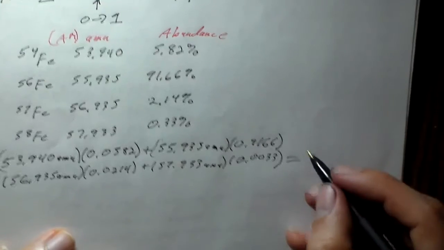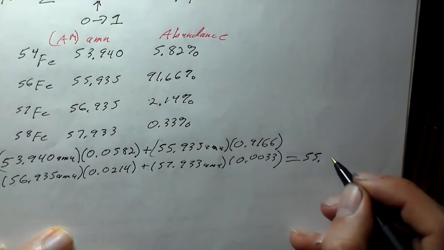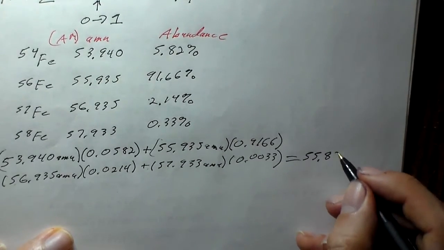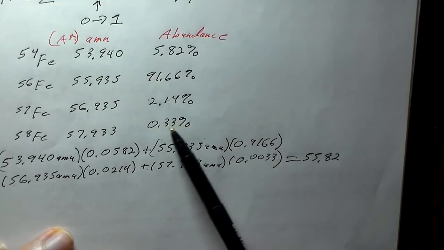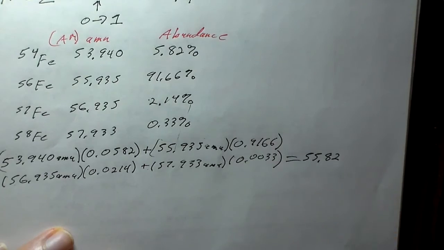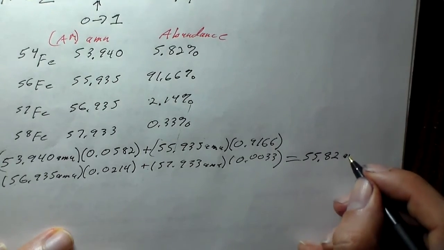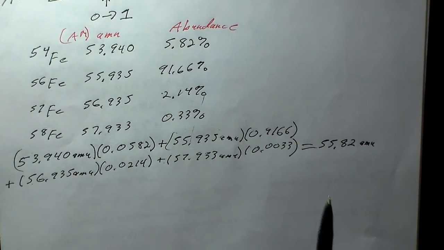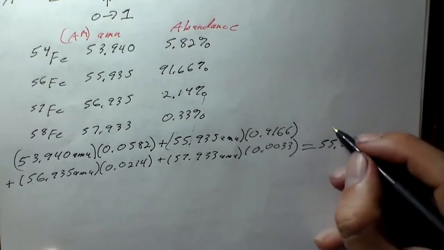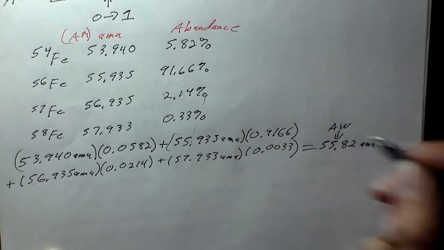So if we do this calculation here, we get 55.82. At least to the correct number of sig figs, although actually this has only 2 sig figs down here, but we'll just go to 4. 0.82 AMU for my atomic weight. Now if we look here at the value here, and this, of course, is my atomic weight right there.